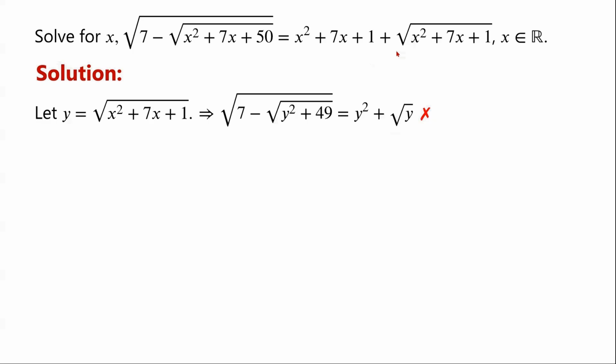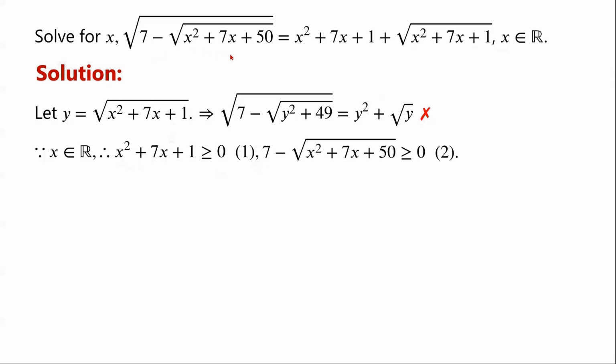We must consider the domain of the radicals, which determines the possible range of values for x. Since x is a real number, the radicand on the right-hand side of the equation must be greater than or equal to 0. Therefore, x squared plus 7x plus 1 is greater than or equal to 0. Similarly, the radicand on the left-hand side of the equation must also be greater than or equal to 0.